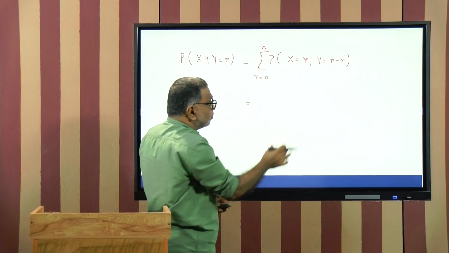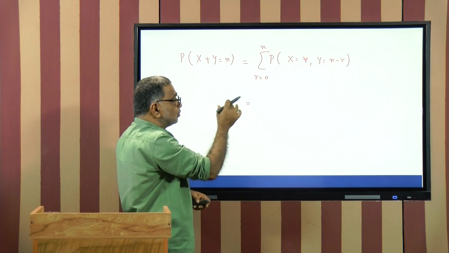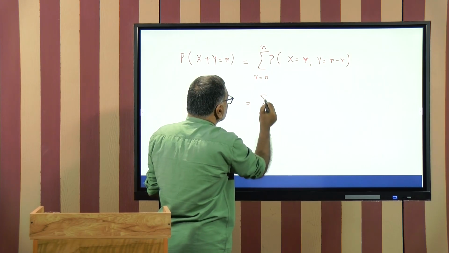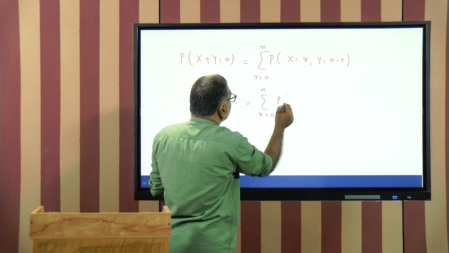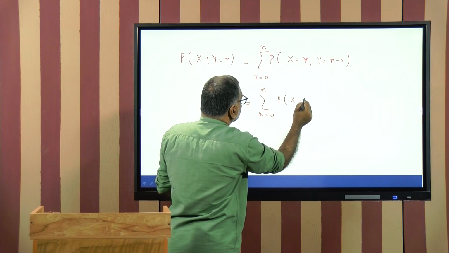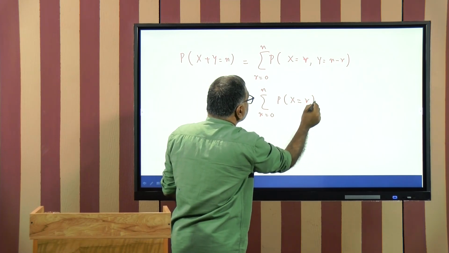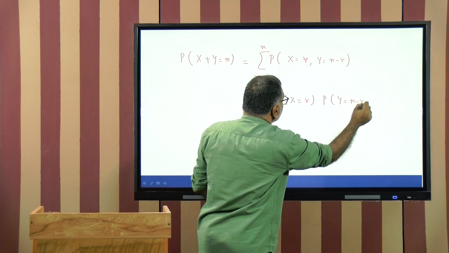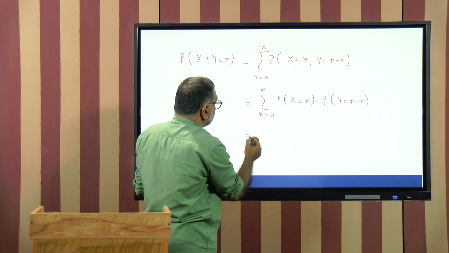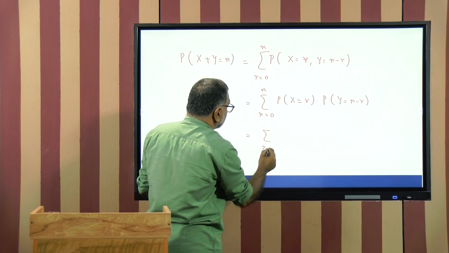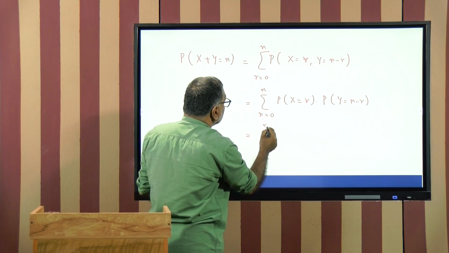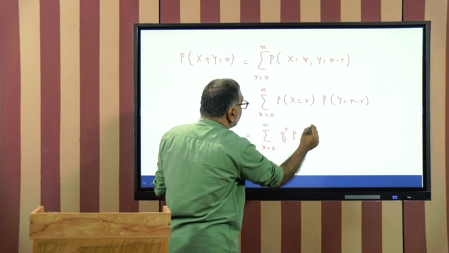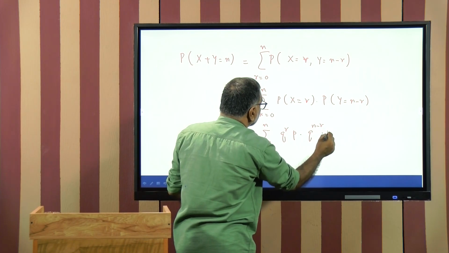Why the maximum value n? Because it is a geometric random variable, so it can have only non-negative values. Since x and y are independent, this is written like this: sigma over r is equal to 0 to n, probability of x is equal to r times probability of y is equal to n minus r. This is q power r into p, and this is q power n minus r into p.